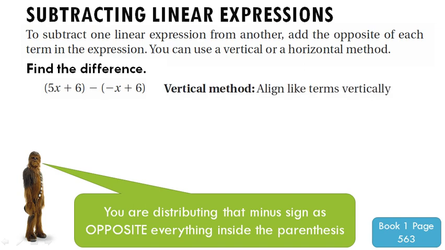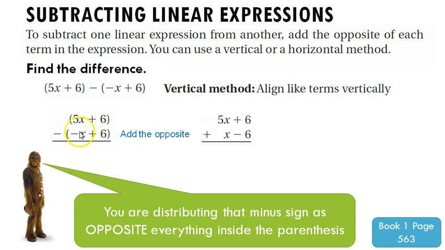We'll be using the vertical method and aligning like terms vertically to solve these. So we'll just stack the first part, 5x plus 6, minus the second part, negative x plus 6. Again, we need to rewrite everything inside as the opposite, changing this minus to a plus, and changing all the terms inside as opposites. That means that it'll be positive x, and this plus 6 becomes minus 6.